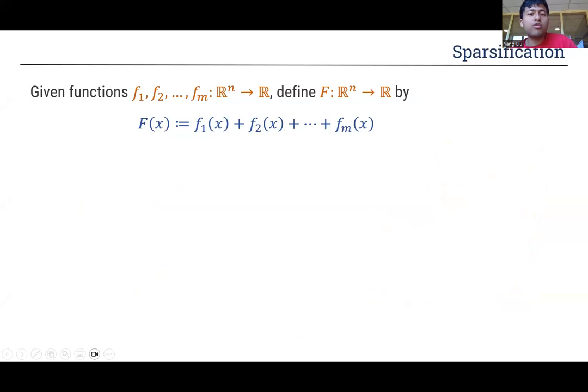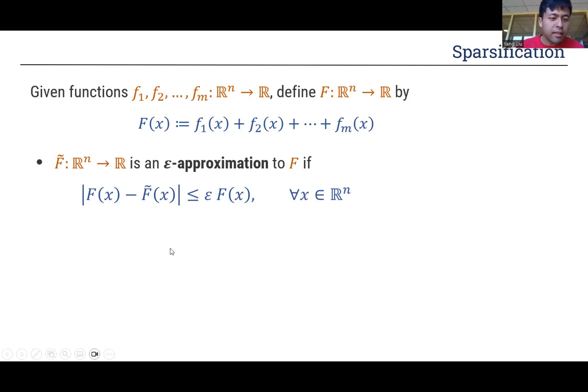To start, let me introduce the problem of sparsification more broadly. In the sparsification problem, we're given functions f1 through fm, and think of these functions as being from R^n to R, where m is normally larger than n. And consider the sum function f defined by f(x) equals the sum of fi(x) from i equals 1 to m. We say that f tilde is an epsilon approximation to the sum f if their difference is at most epsilon times f. In other words, it's a 1 plus or minus epsilon multiplicative approximation everywhere.